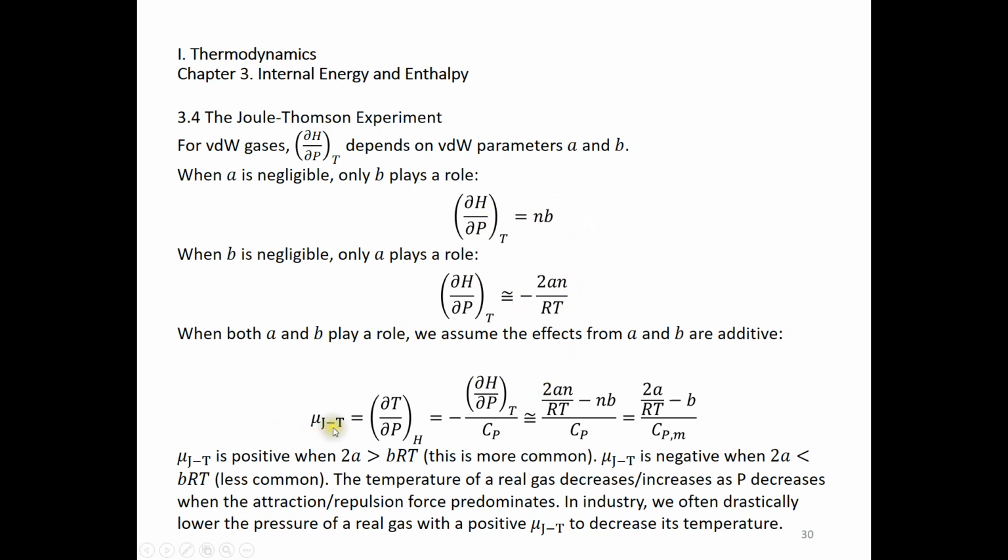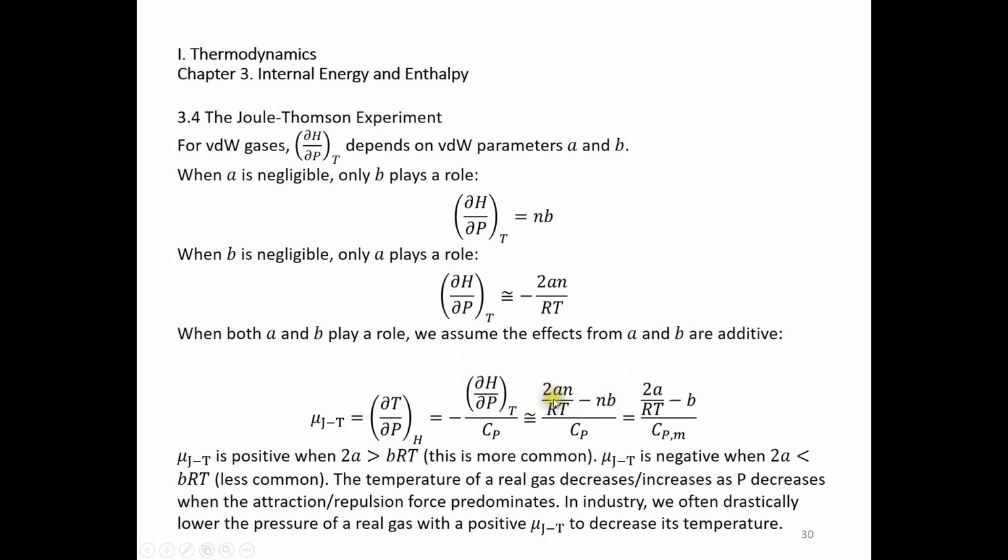Now we have this Joule-Thomson coefficient, mu sub J-T, as delta T over delta P. It's negative delta H over delta P over CP. This equation comes from the triple product rule in calculus. And then the expression for delta H over delta P in terms of a and b is this.